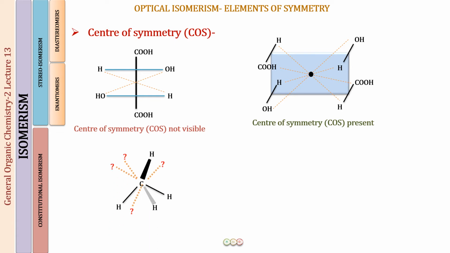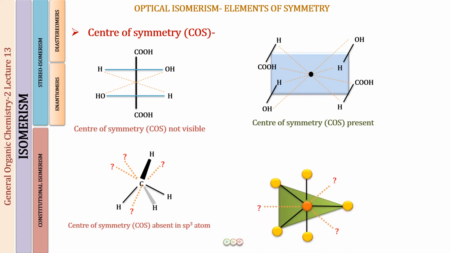The next one is the CH3 molecule. Here we have the carbon in the center. If you consider this to be the center of symmetry, a hydrogen has no hydrogen opposite. A hydrogen, opposite side, no hydrogen. A hydrogen, opposite side, no hydrogen. For this one also, there is a hydrogen on this side and no hydrogen on the opposite side. So this molecule does not have a center of symmetry. What you can remember is that in an sp3 hybridized atom like this, you do not find a center of symmetry. In this molecule, a plane of symmetry is present, hence the molecule is going to be achiral.